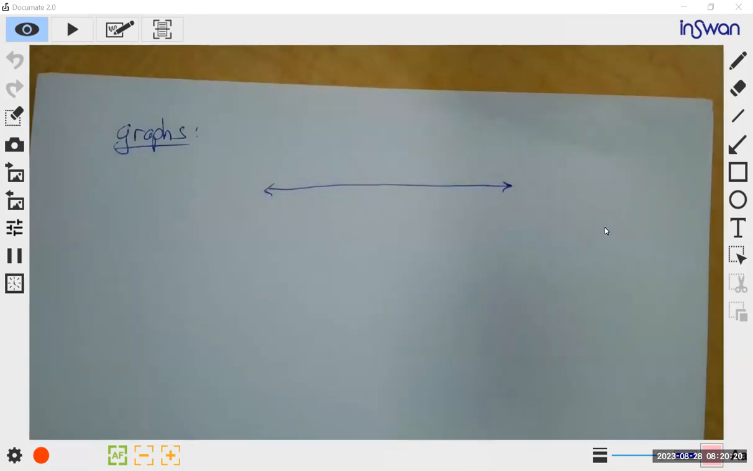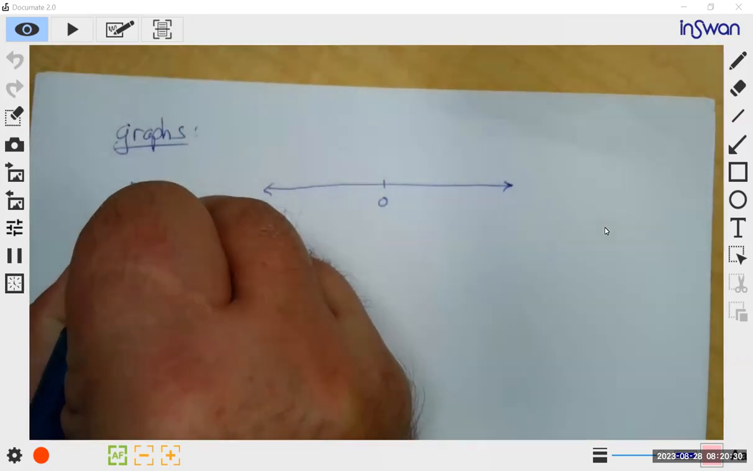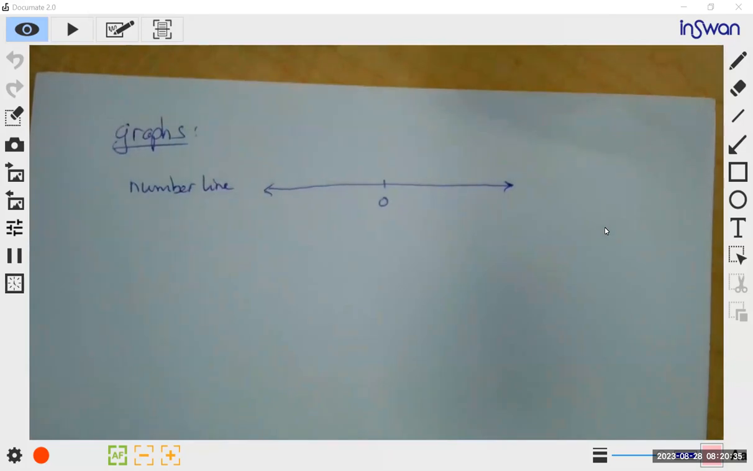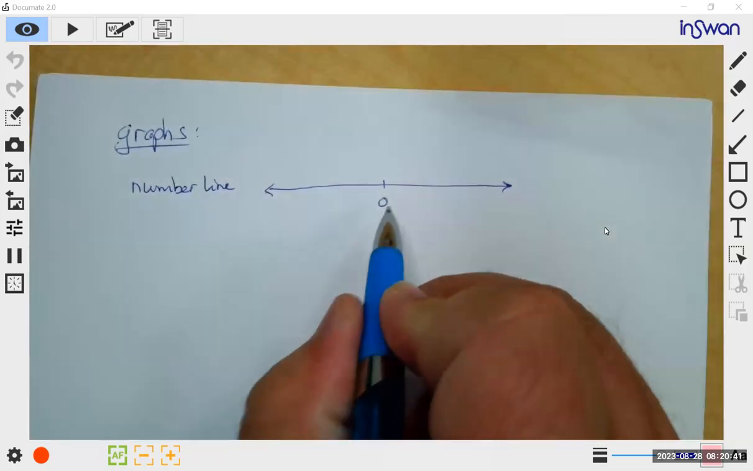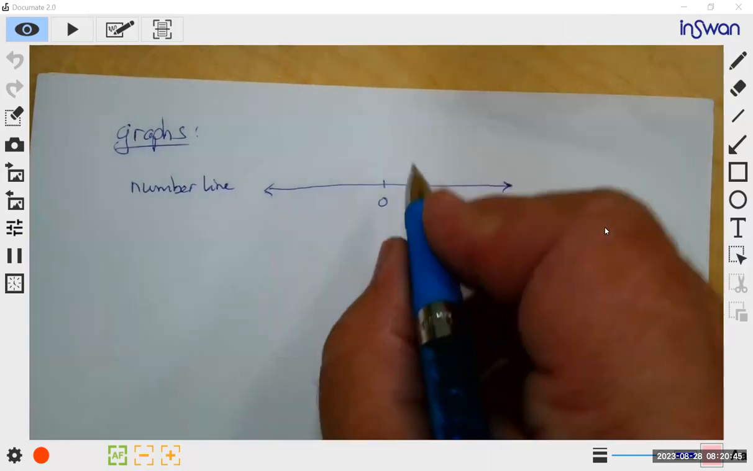That ring a bell? What is it called? It's a line, but what kind of line? It's a number line. Very good. Because what did the number line teach you? It taught you, well, you start off with zero. Anything to the right is what? Positive or negative? It's positive.